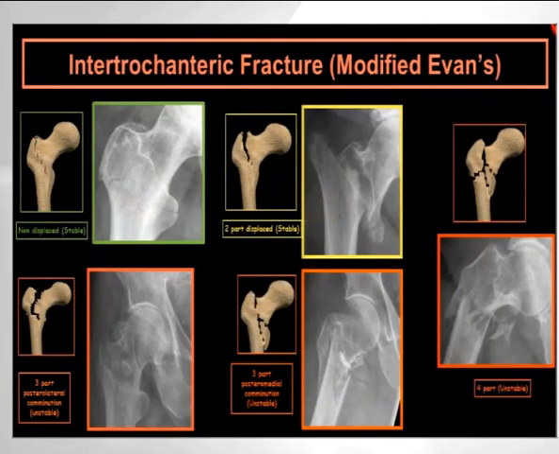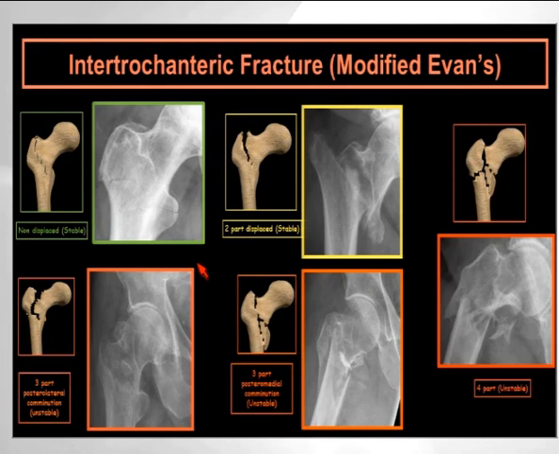Intertrochanteric fracture, Stephen, I'm sorry, the timer is not working. It's still 28. Okay.